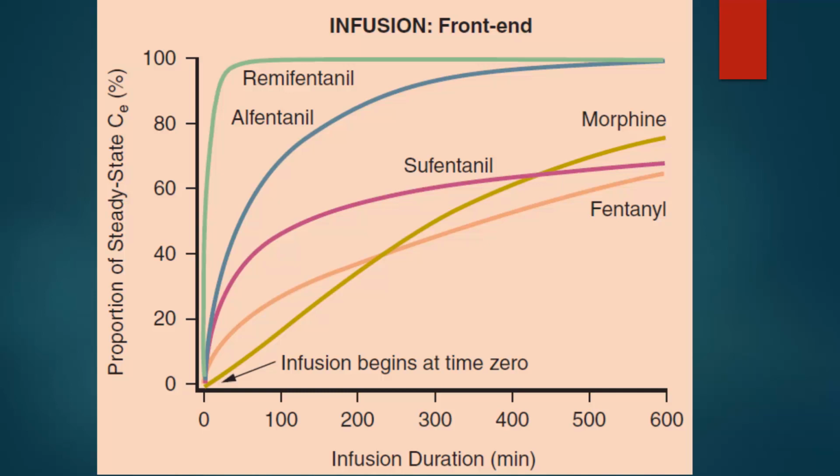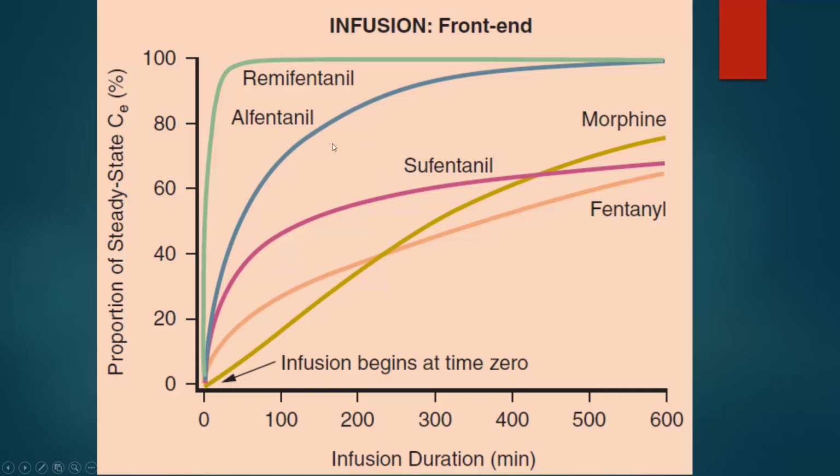Also, opioid concentrations will increase for many hours after you start an infusion and you keep it at the same rate. So, remifentanil, again, is the exception to the rule. That's why it's so popular for TIVA.